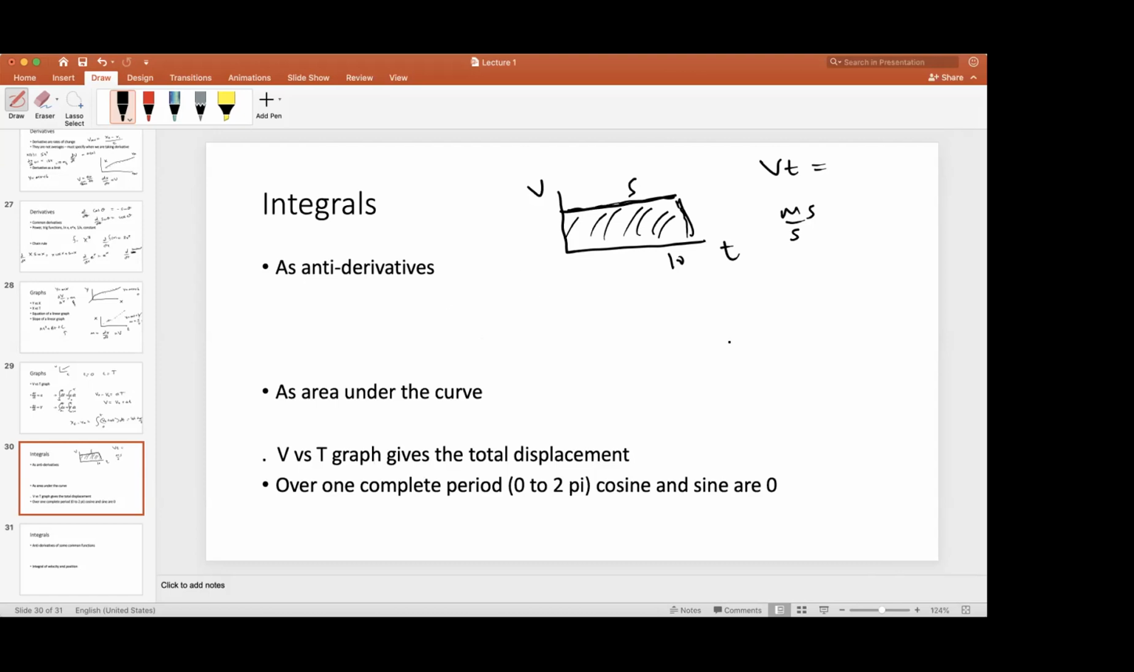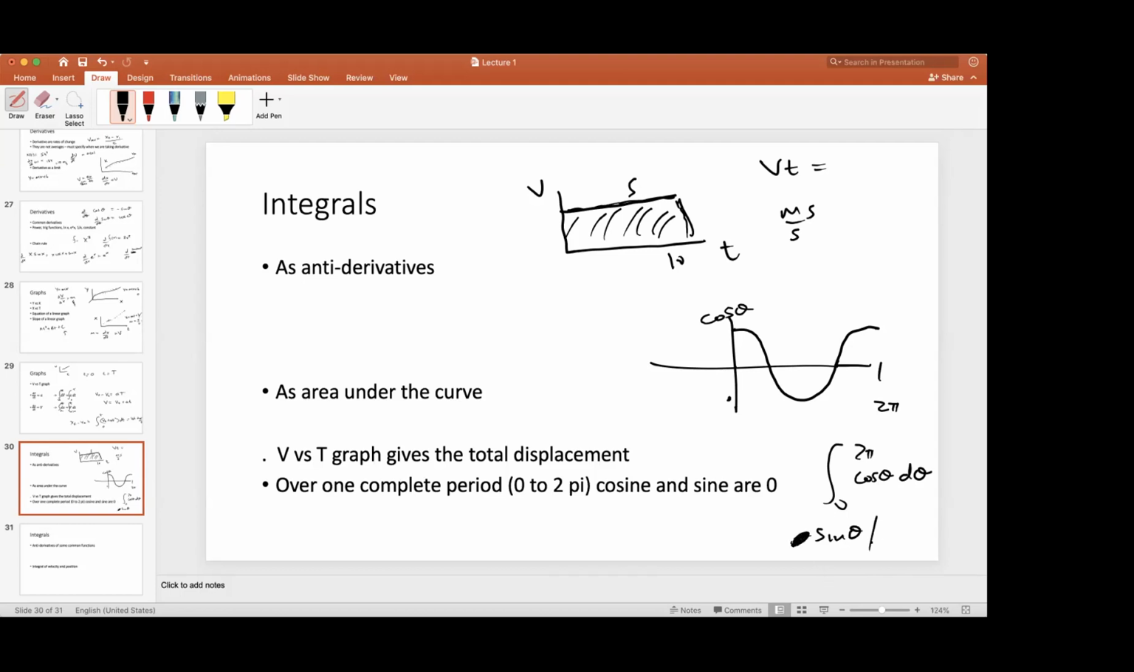You can also see that for the area under a curve, cosine starts here, goes underneath, and comes back up, right? And this is at 2 pi, and this is at 0. So if we integrated cosine of the angle from 0 to 2 pi, cos theta d theta, this integral has to be sine theta. Sine theta becomes cos theta, and we go from 0 to 2 pi.